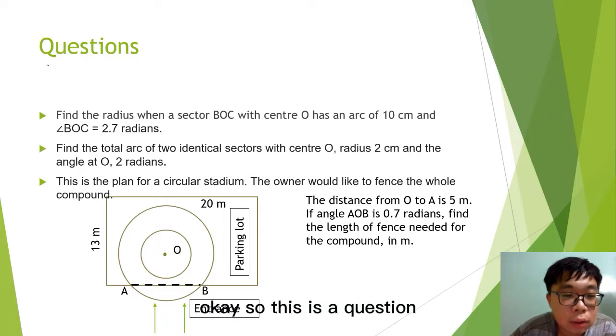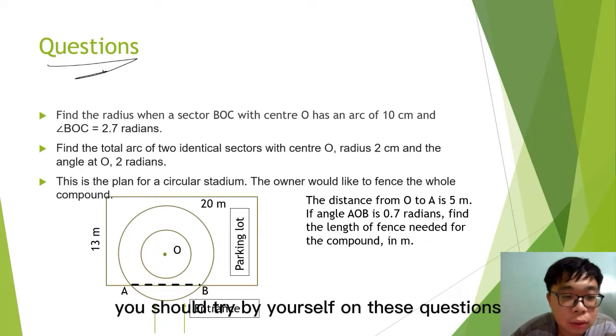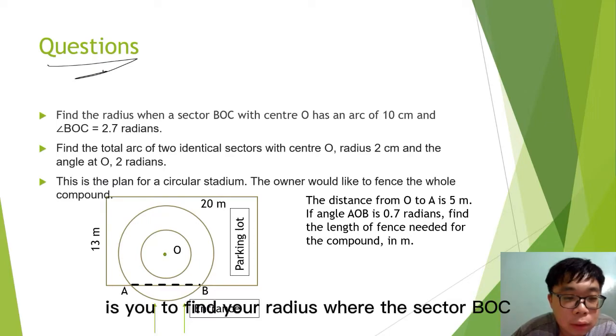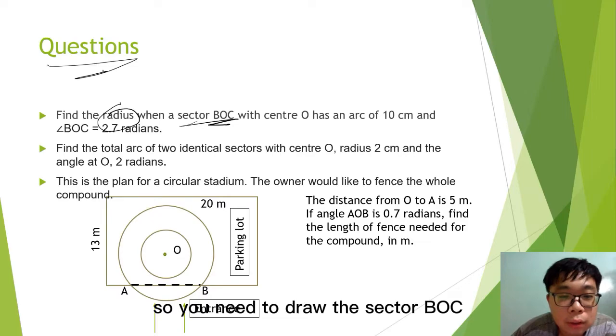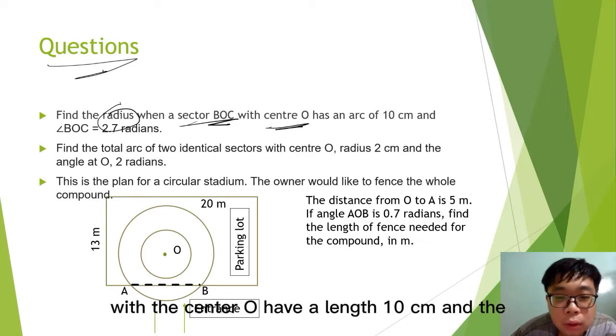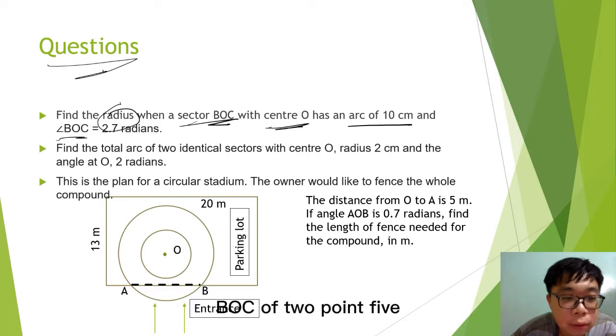Okay, so this is a question you should try by yourself on these questions. The first question, you should find the radius of a sector BOC. So you need to draw the sector BOC with a center O that has a length of 10 centimeter and the angle BOC of 2.7 radians.